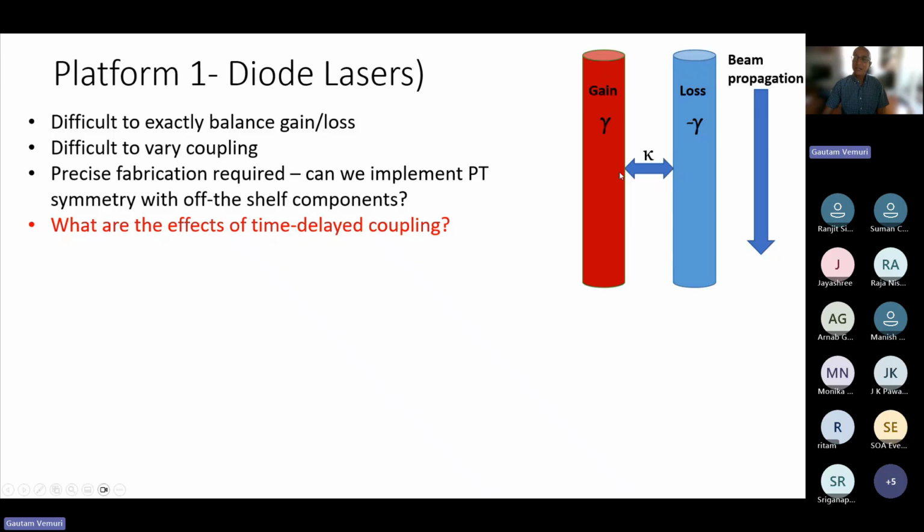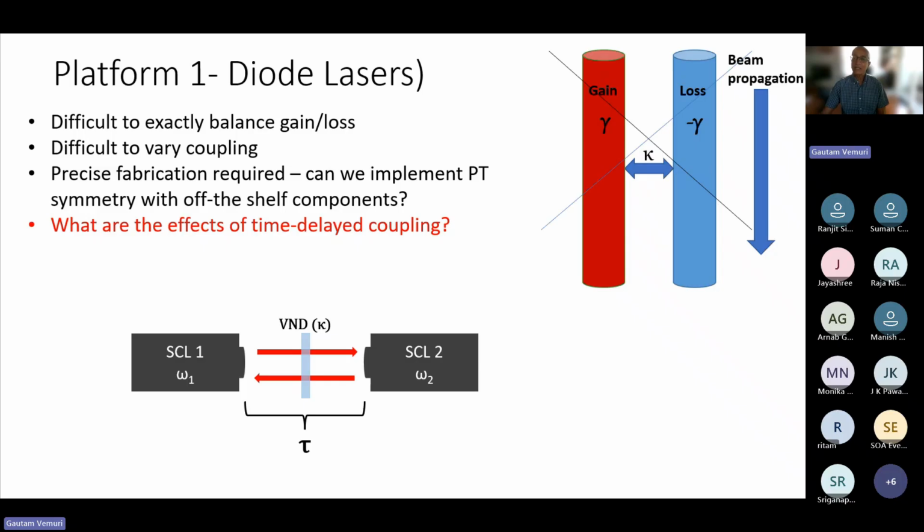The other thing is, every time you want to change this coupling, which depends on the spacing between these two waveguides, among other things, you have to regrow a new chip with a different spacing between these two. So we were just wondering, are there other ways, simpler implementations of a PT-symmetric platform? And then because of our interest in non-Markovian systems, what would the effects of a time-delayed coupling be?